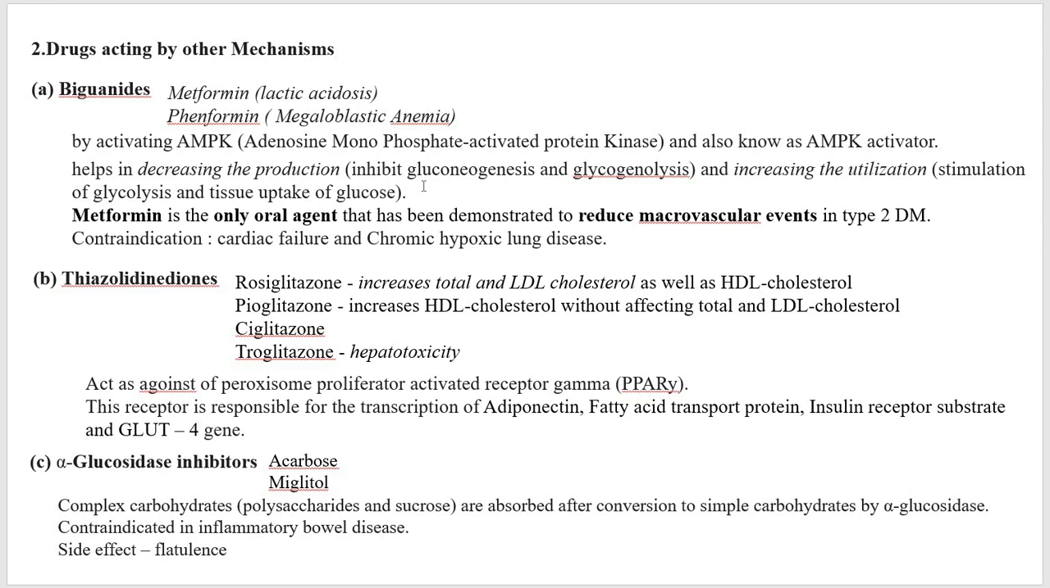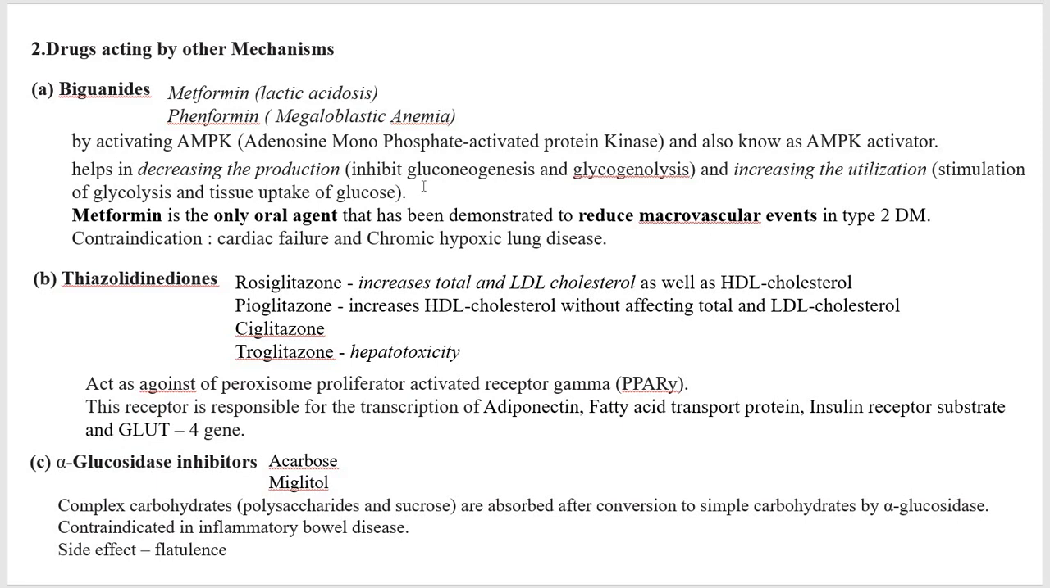So metformin is the only oral agent that has been demonstrated to reduce macrovascular events, okay, in type 2 diabetes mellitus, and the contraindications for biguanides are cardiac failure and chronic hypoxic lung disease. Okay, so in those cases the drugs are not used. So the next class of drug is thiazolidinediones. Okay, in that rosiglitazone, pioglitazone, and troglitazone.